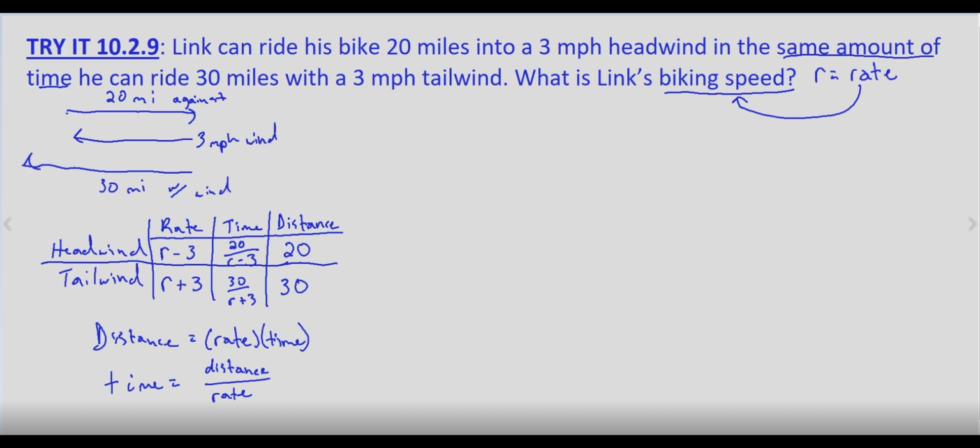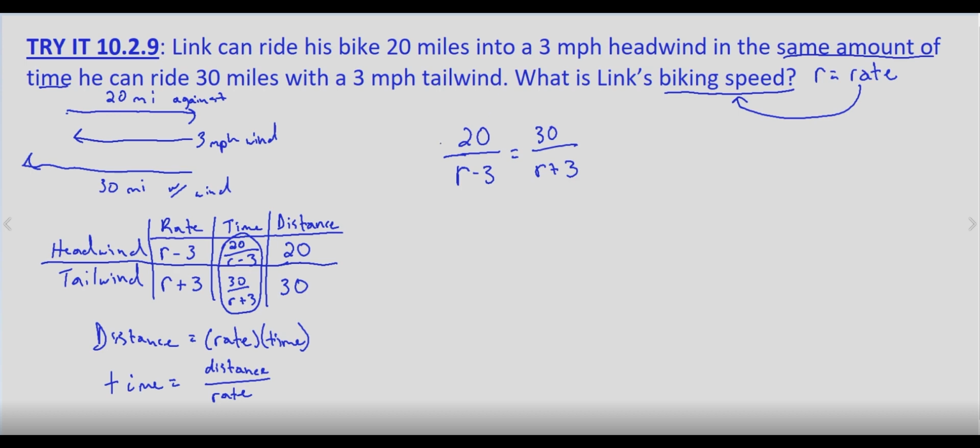So now we can set these two expressions equal to one another and have our rational equation to solve. This is a proportion, which is a special type of rational equation, where there's one rational expression on each side of the equation. So 20 over R minus 3 equals 30 over R plus 3.